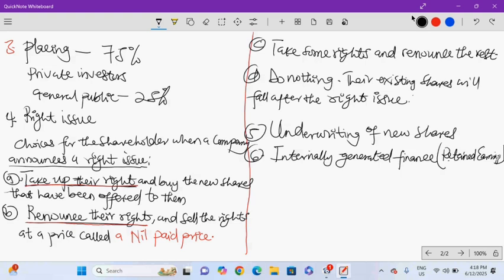I believe you know internally generated funds is one of the most common sources of internal finance for most companies. They will rely on their retained earnings, the profit that they made, and they would invest the profit back, right? So that is equity finance.